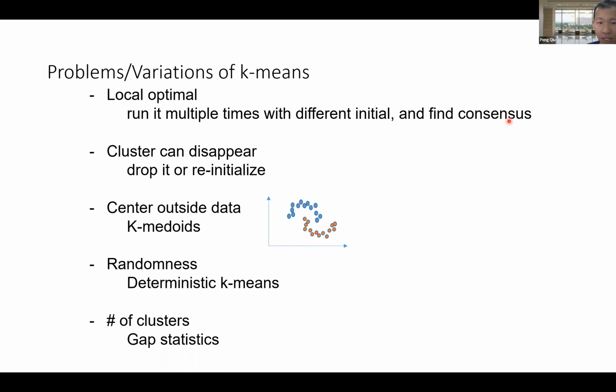For example, for 2 data points, if among all the 100 runs, 90% of the time these 2 points are in the same cluster, then I'm confident that these 2 points belong to the same cluster, right? But for 2 points, if it's 50-50, then I will say that I don't want to put them in the same cluster, right? So that's the idea of a consensus k-means. We run it many times, we find a consensus.